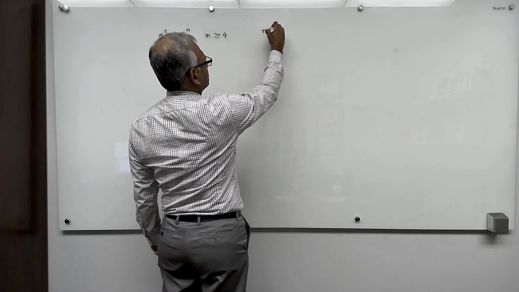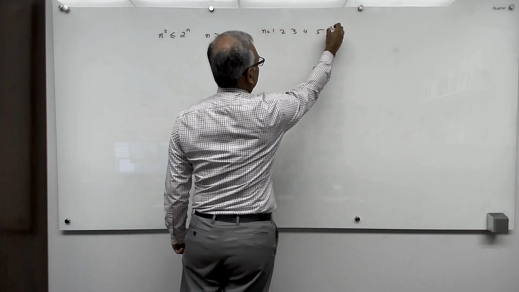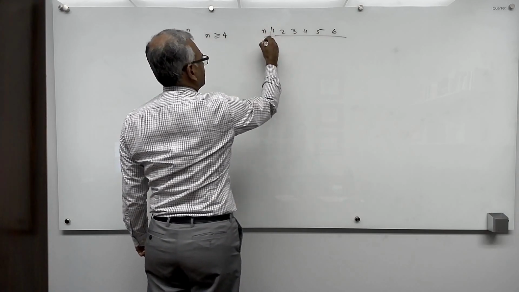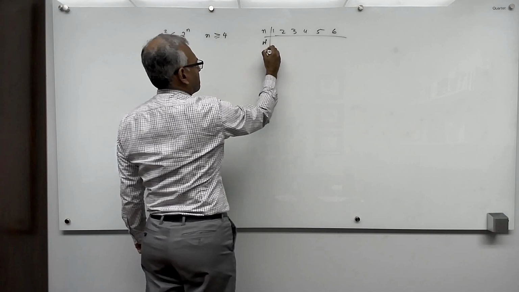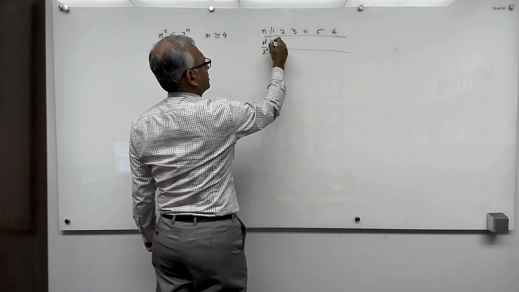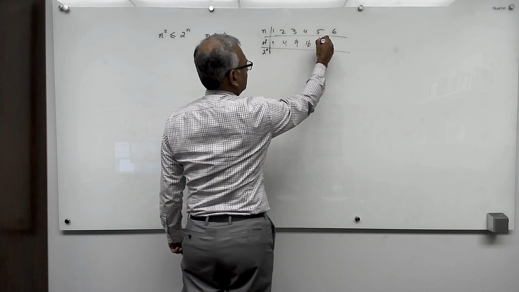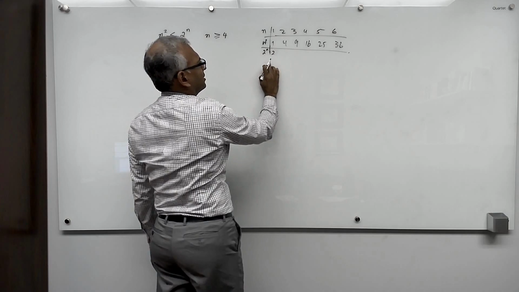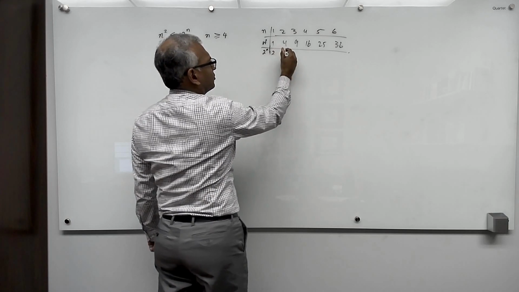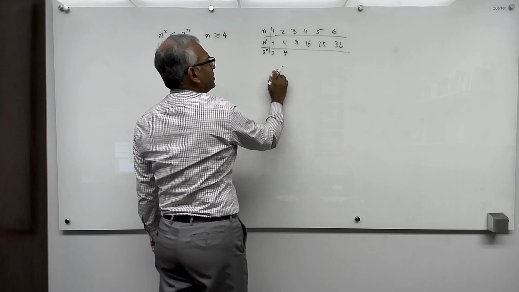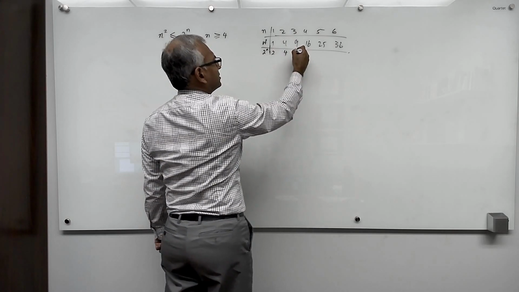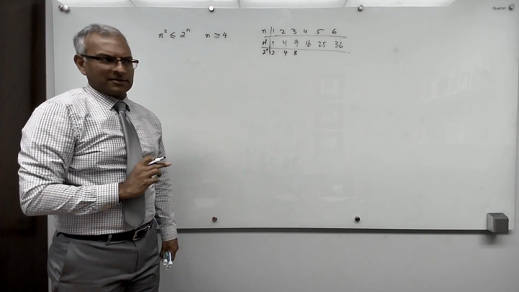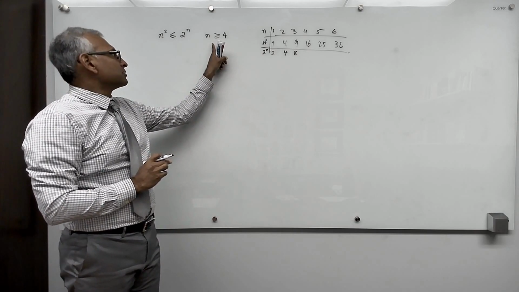Okay, so let's put n equals 1, 2, 3, 4, 5, 6. Let's look at n squared, and let's look at 2 to the n. So n squared is 1, 4, 9, 16, 25, 36. 2 to the n is 2. So 2 to the n is bigger, but then 2 to the n becomes 4. So still bigger or equal, and then 2 to the n is only 8. So it's less than. So it's not always bigger or equal to n squared, not for n greater or equal to 1.